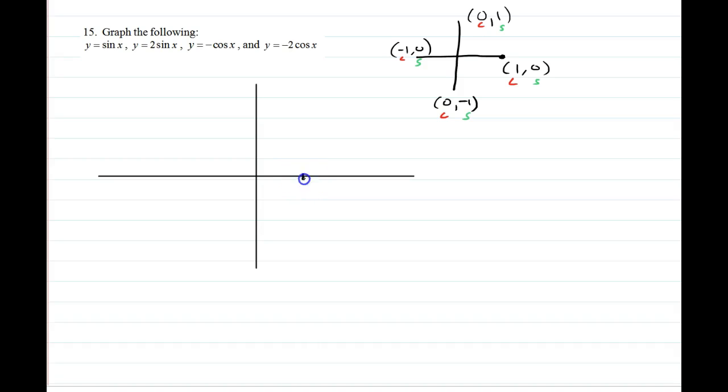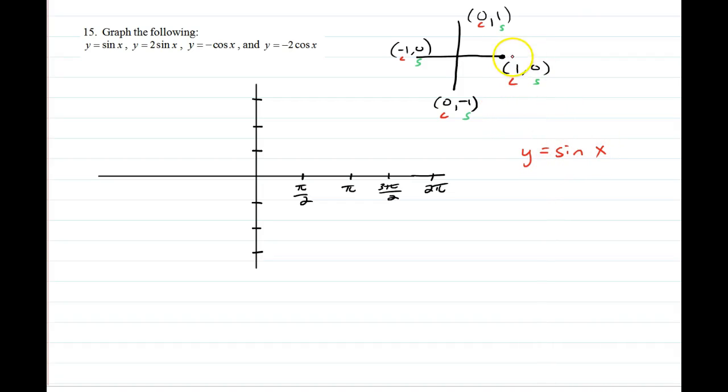And so let's make this pi, 2 pi, half a pi, 3 pi over 2. And let's make this 1, 2, 3, negative 1, negative 2, negative 3. And so if we're going to start with our y equals the sine of x.